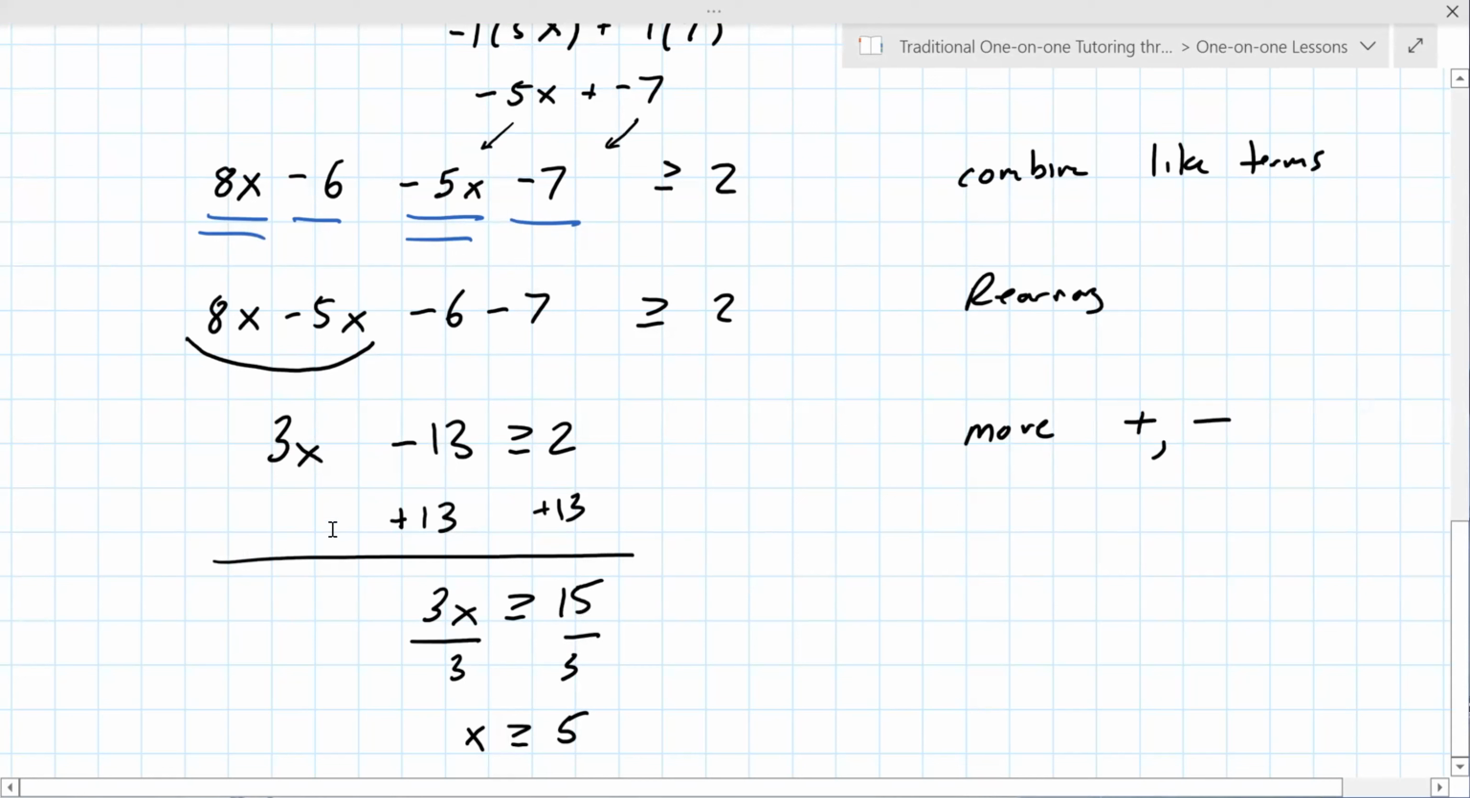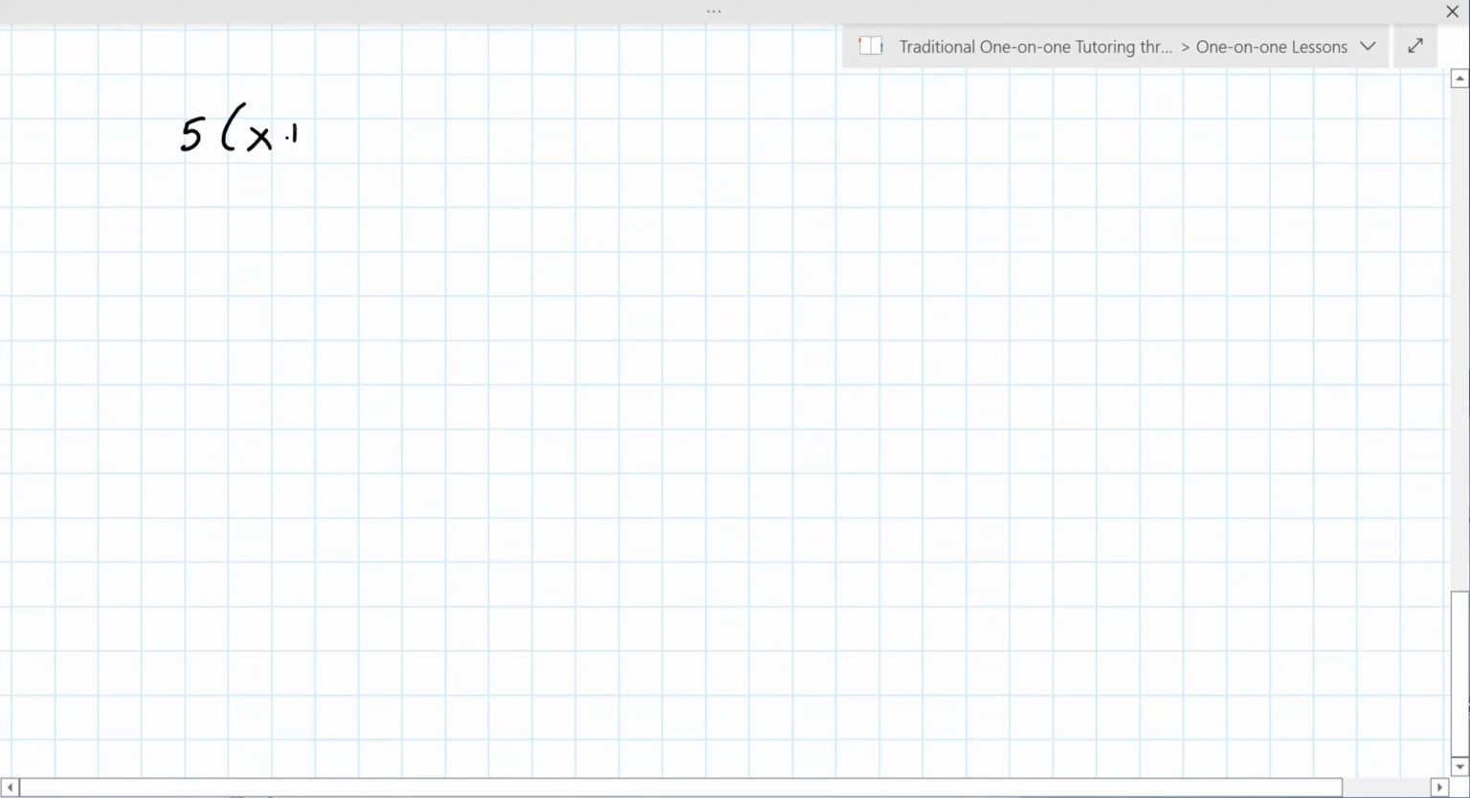Any questions on that? No, I think that helps. Okay. All right, let's look at another problem here. Let's go 5 times x plus 2 greater than or equal to negative 3x minus 8. So just another inequality here, and we'll work through this together.